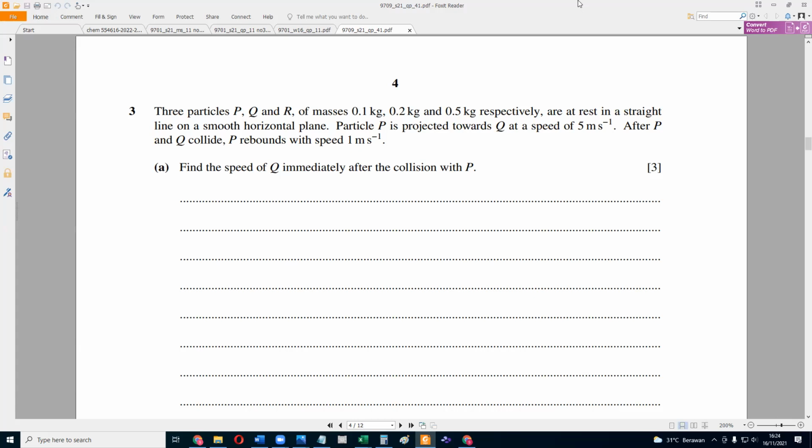Okay. Classical question here, this is going to be the case of momentum.